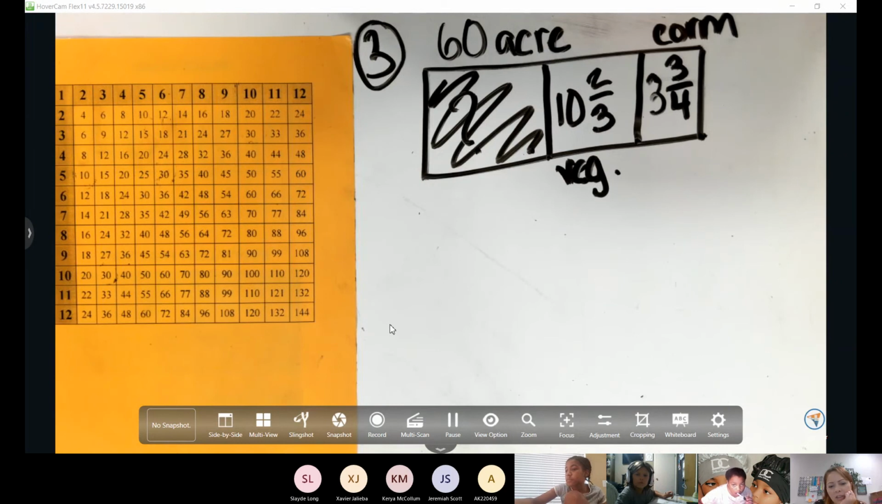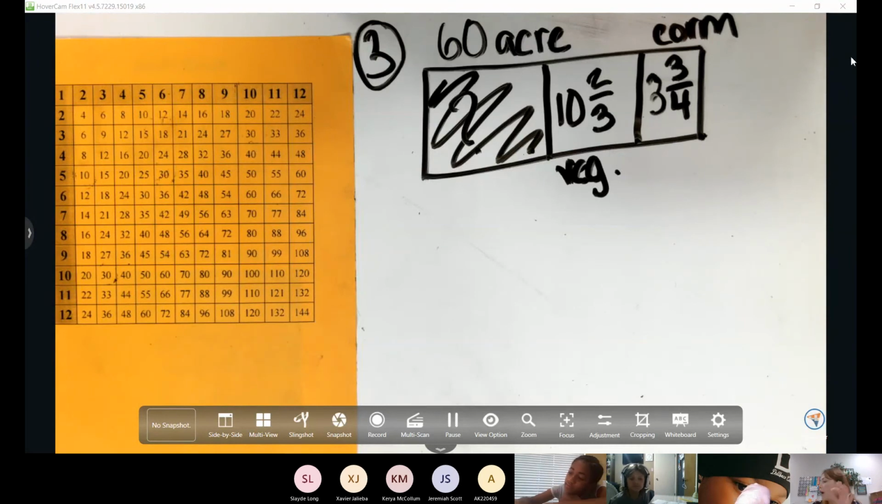Logan seems to have an idea. What do you think we should do in order to figure out this problem? I think it's going to be a problem where you have to add and subtract. So first, we should find our common denominator for 10 and 2/3 and 3 3/4, and then after we find our common denominator, we should add it all together and see what we get. And then when we get our answer, we subtract it from 60, and when we subtract it, we will get our total of what we have left. You are absolutely right.